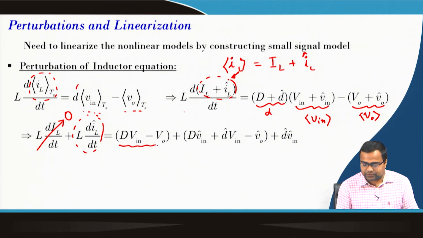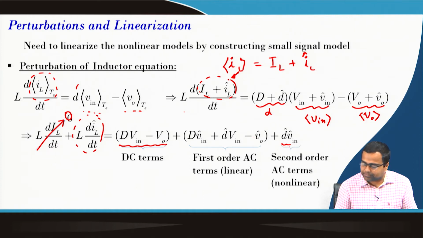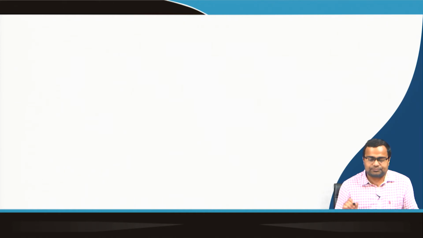This is our corresponding steady state term, and this is a nonlinear term. That means this should be 0, as already shown. This is a DC term, the first order AC term, and this is a nonlinear term which is a product of perturbations, and we want to ignore that. This also we want to ignore. Under the small signal approximation assumption, this can be ignored.